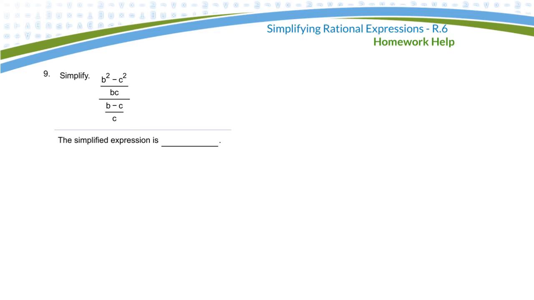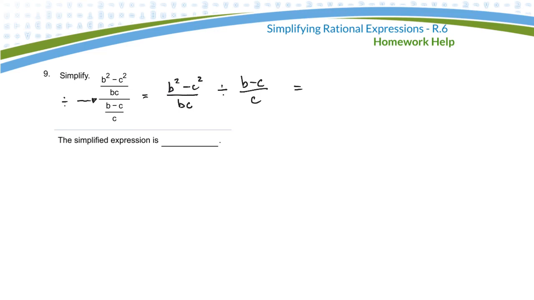Okay, here's some two complex rational expressions. And the key with this is just to recognize that that middle line means divide. Actually, all the lines mean divide, but the middle one being divide helps you write it out. So what I would do is I'd write it out as b squared minus c squared over bc divide b minus c over c.